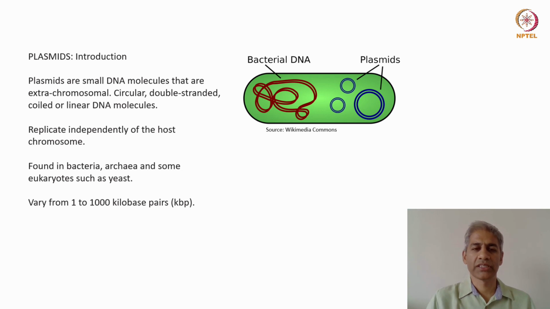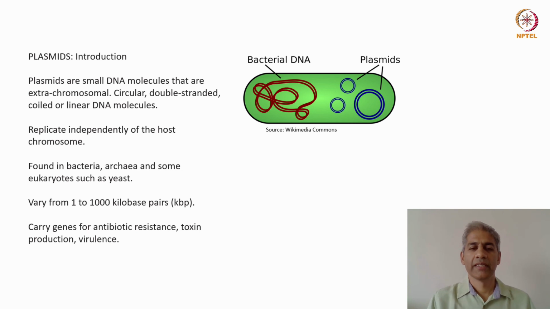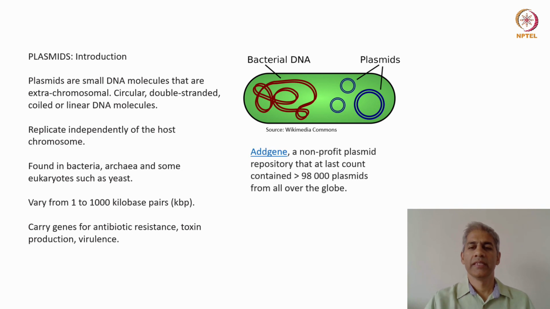And they can have a large size range from 1 to 1,000 kilobase pairs. And they typically confer some advantage to the host organism. So whether it's genes for antibiotic resistance, or genes for toxins, or genes for virulence that they carry. And nowadays we can get plasmids by ordering them. So Addgene is one such place that we can order plasmids from. And at last count, they contained almost 1 lakh plasmids, which people have deposited in their repository.